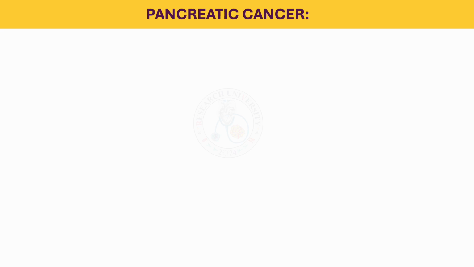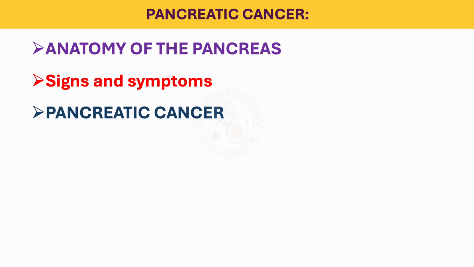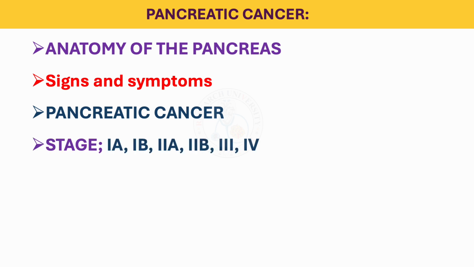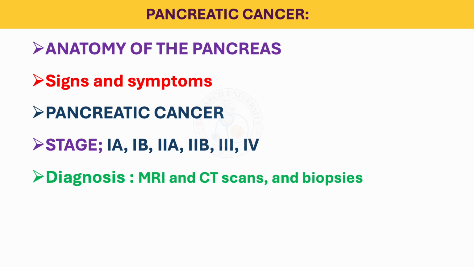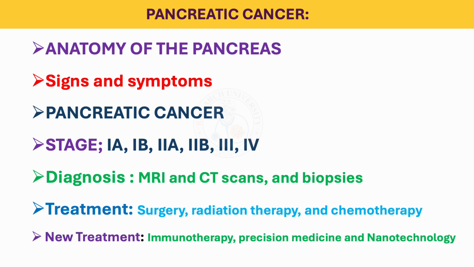Let's recall today's lesson. Pancreatic cancer is a complex disease with various causes including smoking, obesity, and family history. Symptoms such as abdominal pain, jaundice, unexpected weight loss. The stages of pancreatic cancer are stage 1, stage 2, stage 3, and stage 4. Diagnosis methods are MRI and CT scans as well as biopsies. Treatment options include surgery, radiation therapy, and chemotherapy. New treatment options in clinical trials are immunotherapy, precision medicine, and nanotechnology.